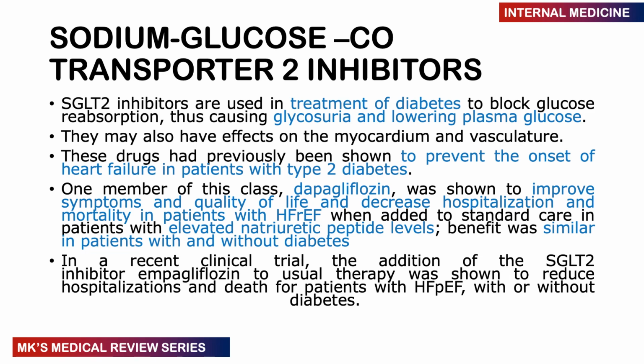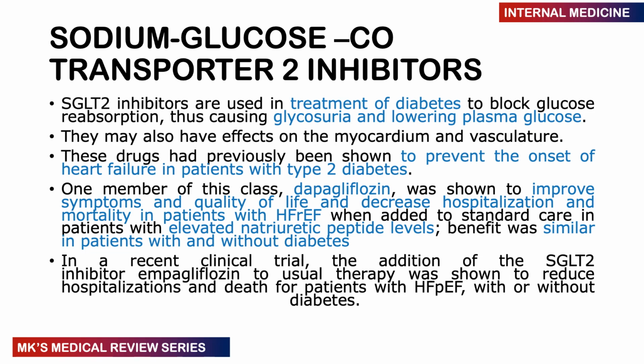Then the other group of drugs are the sodium glucose cotransporter 2 inhibitors. Remember, these ones are largely used in the treatment of diabetes because they block the reabsorption of glucose. So they're going to be causing glycosuria. They're going to be lowering the plasma levels of glucose. They do have some effects on the vasculature. They do have some effects on the myocardium.